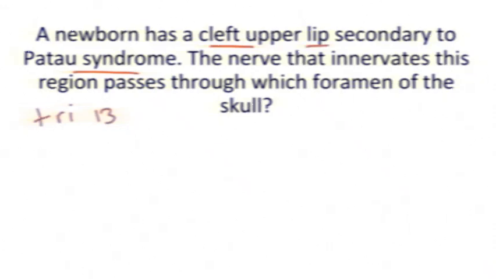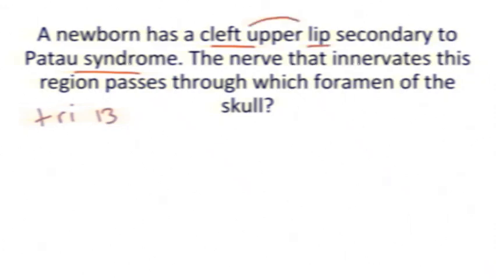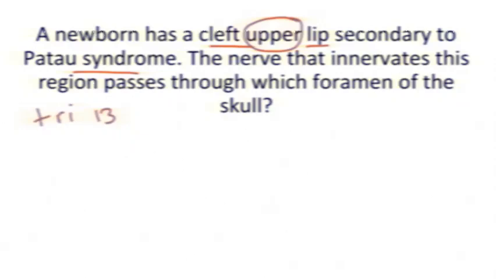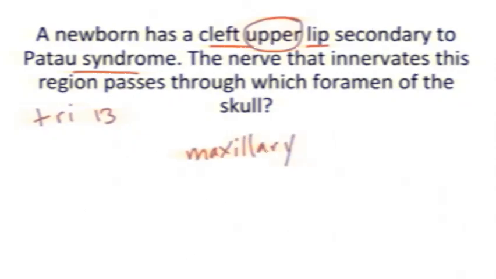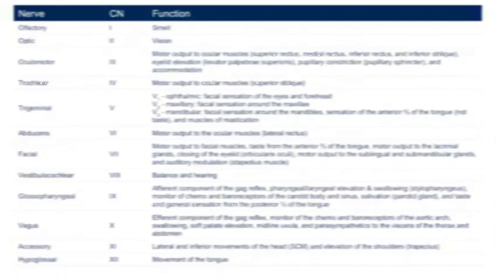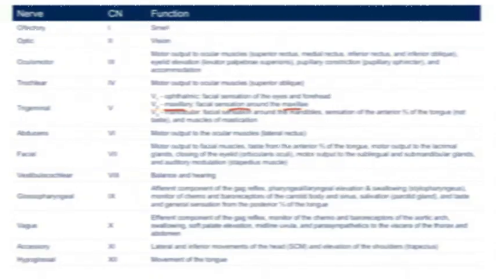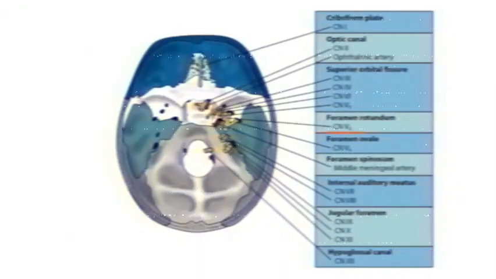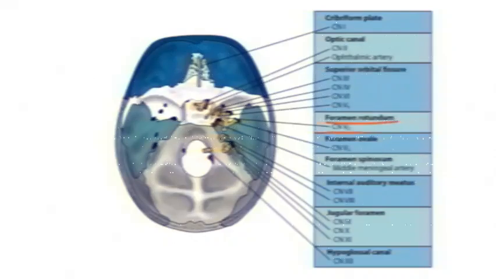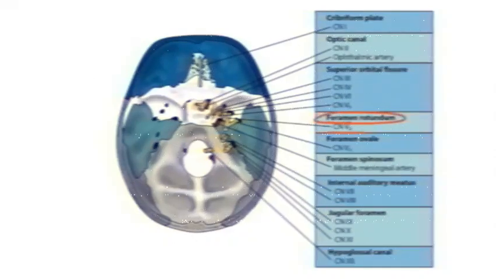In order to get this question right, we need to remember what nerve innervates the upper lip. Remember, the upper lip is innervated by the maxillary branch of the trigeminal nerve. From table 8.1, we can see that the maxillary branch of the trigeminal nerve provides facial sensation around the maxilla. This would include the upper lip. From figure 8.23, we can see that the maxillary branch of the trigeminal nerve passes through the foramen rotundum. Okay, let's do another question.